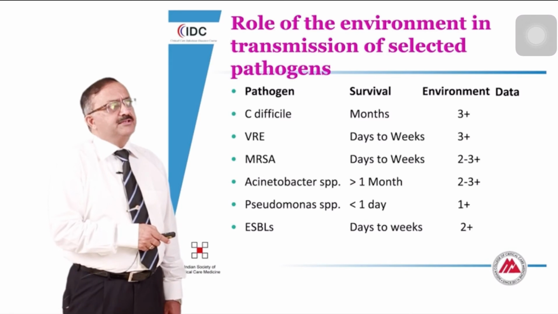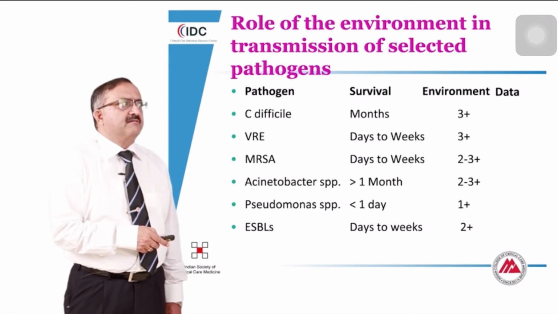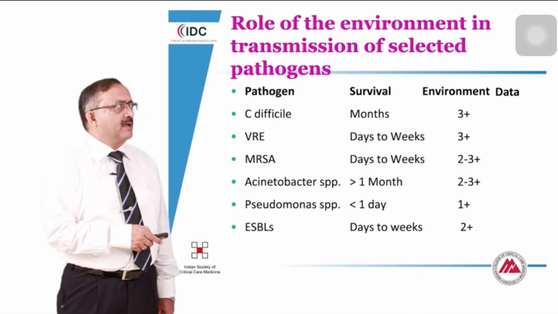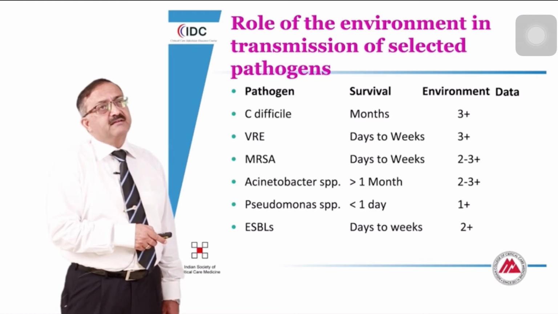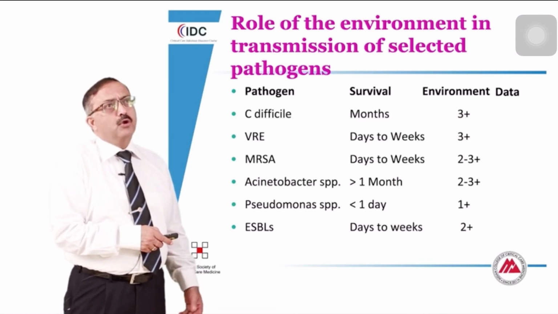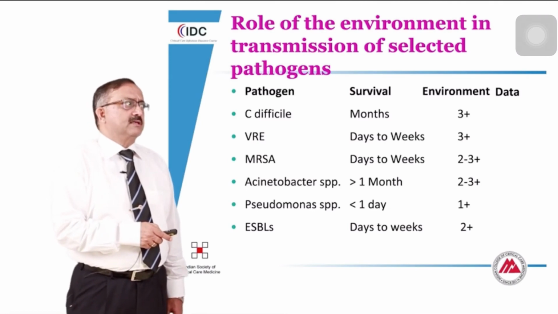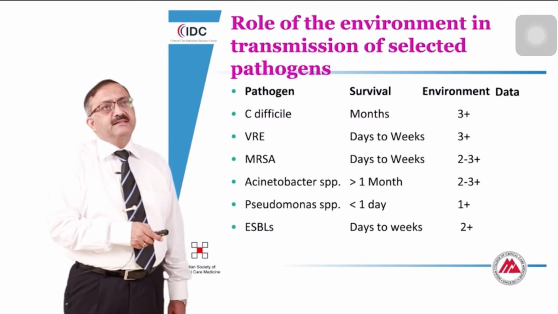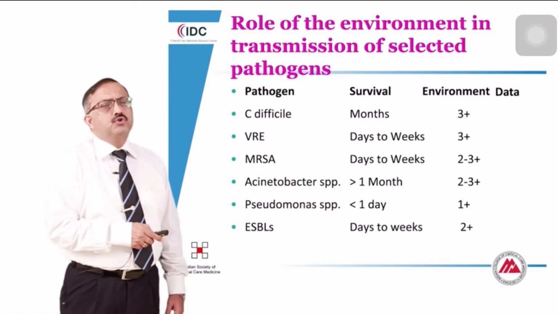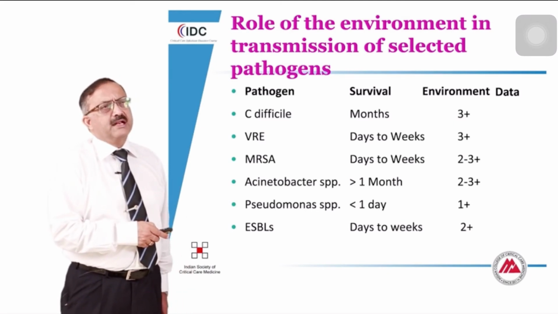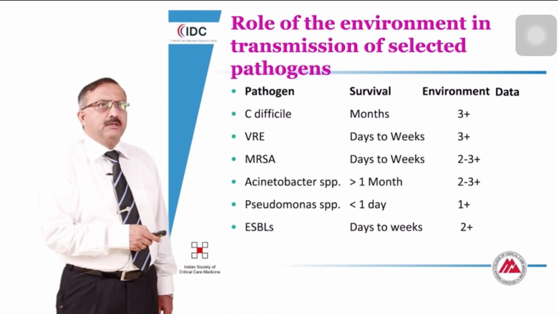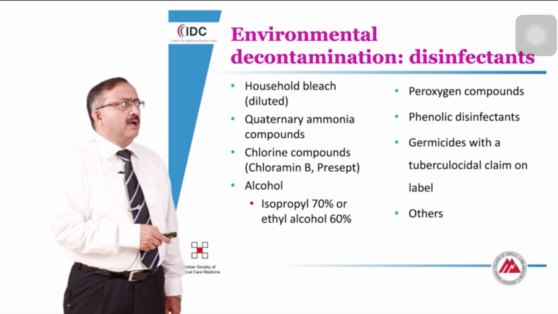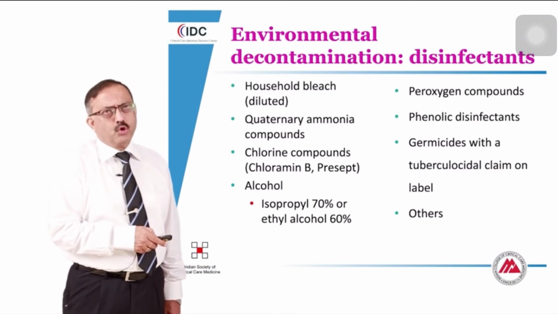Your environment in the ICU setting can have Clostridium difficile that can survive for months, VRE from days to weeks, MRSA from days to weeks, Acinetobacter for more than a month. They can survive on your hands also and last longer in the environment. Pseudomonas does not survive too long, and ESBLs can survive from days to weeks in the environment, and that is the reason that makes ICUs so vulnerable to multi-drug resistant organisms, especially ESBL, colonizing all the patients present there. These are various other disinfectants that can be used, and household bleach remains a very good agent.